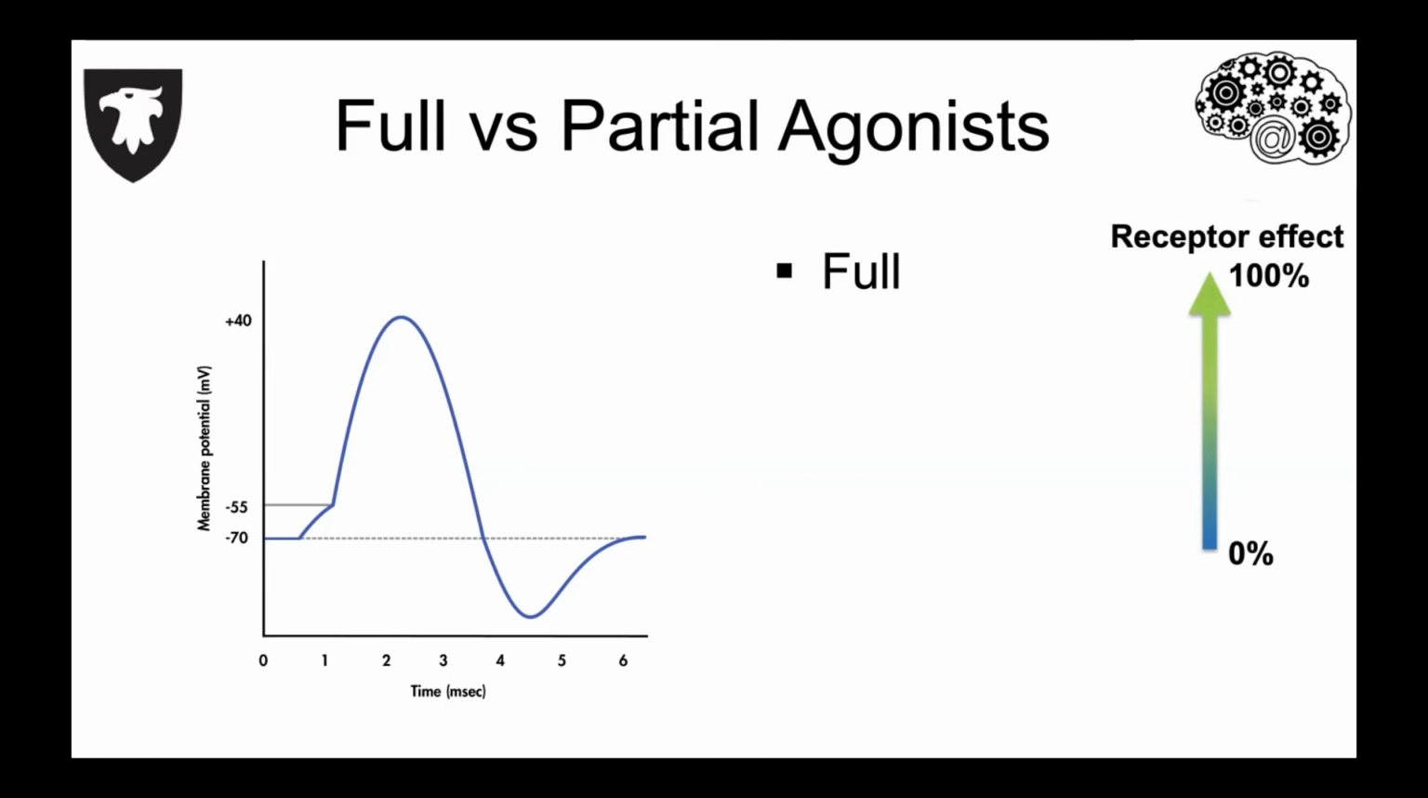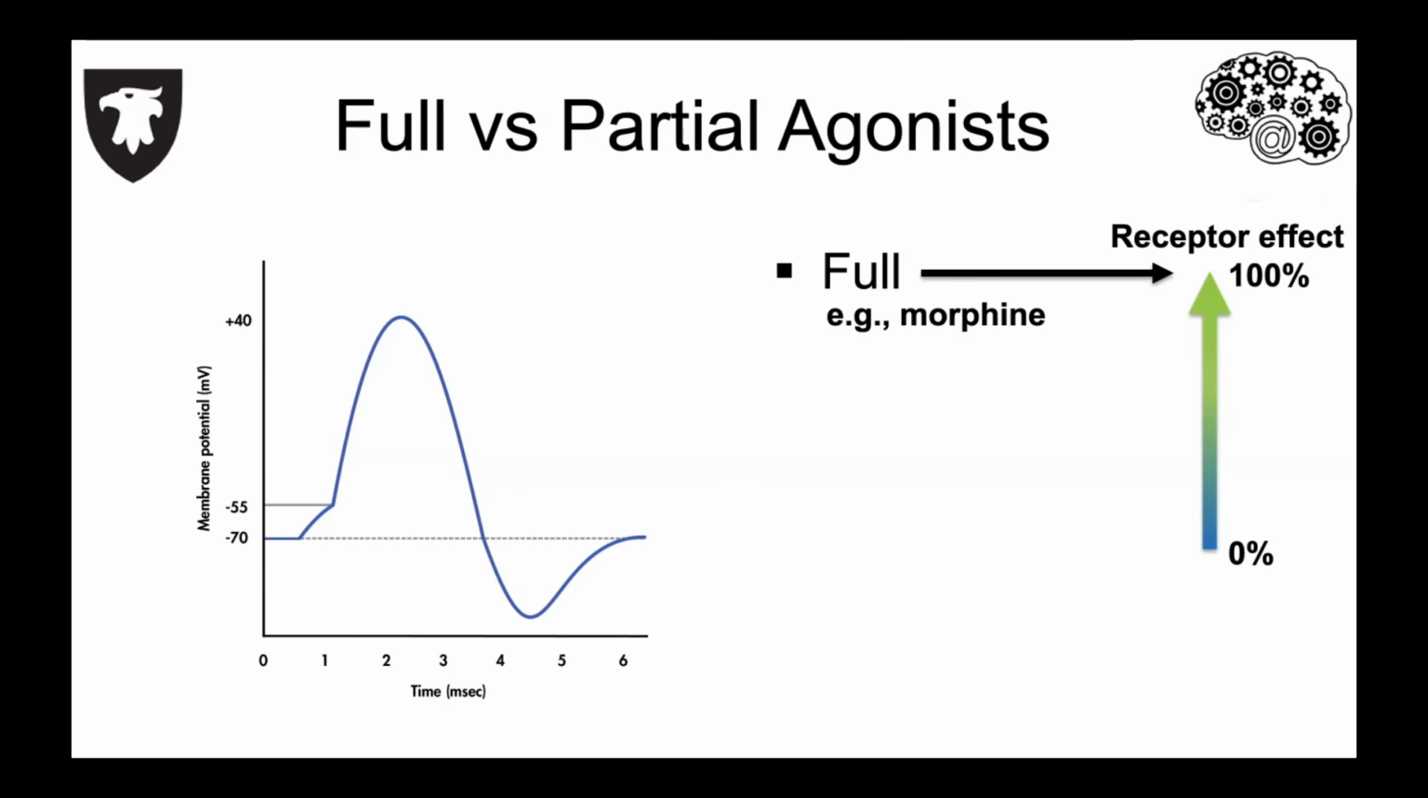If we plot a vertical line representing the level of receptor activation with 0 at the bottom and 100% at the top, then full agonists fall at the top of the line with 100% activation. For example, morphine is a full agonist of the mu-opioid receptor, which is activated by endogenous opiates such as endorphins, causing feelings of euphoria and inhibition of pain signals.